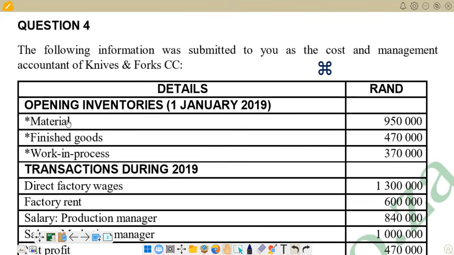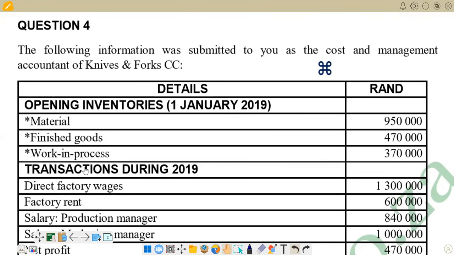And remember, these are in three different forms. We have got the material, finished goods, and then work in process. So remember, when we are now preparing the production cost statements, we are going to use inventory for material in the production cost statement, and also we are going to put work in process, and then finished goods will go to the trading account, where we are going to use it on the calculation of cost of goods sold.